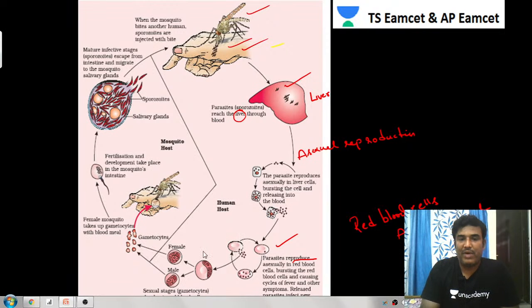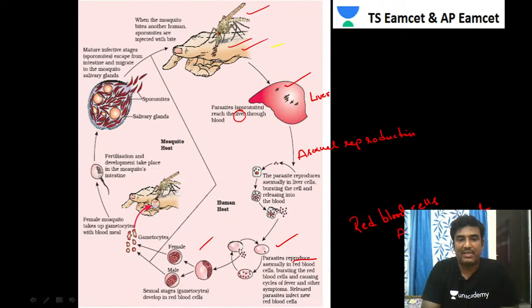produce the male parasite and female parasite. They start growing and they produce the gametes actually. You can see here in this particular diagram, these are sexual stages that are developed inside the red blood cells.